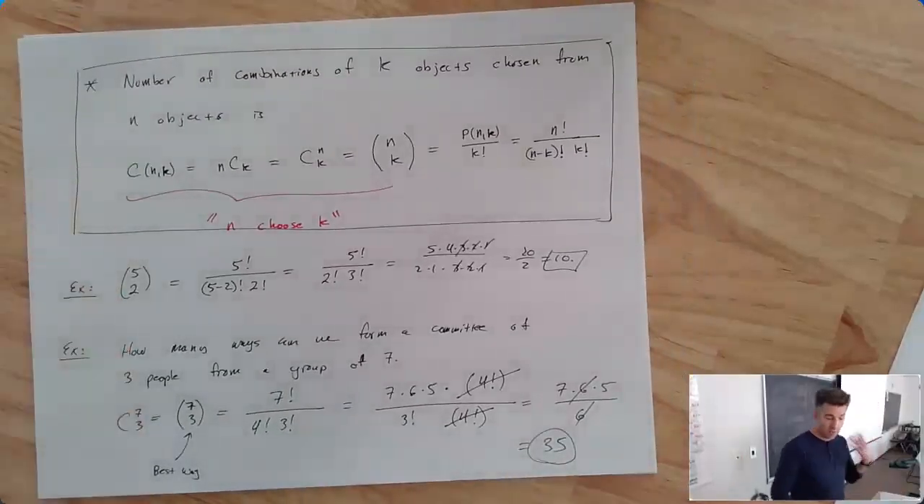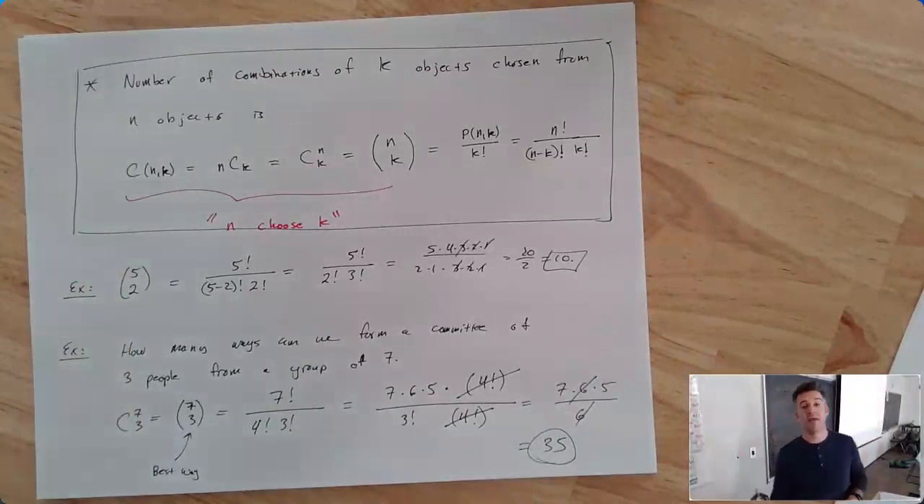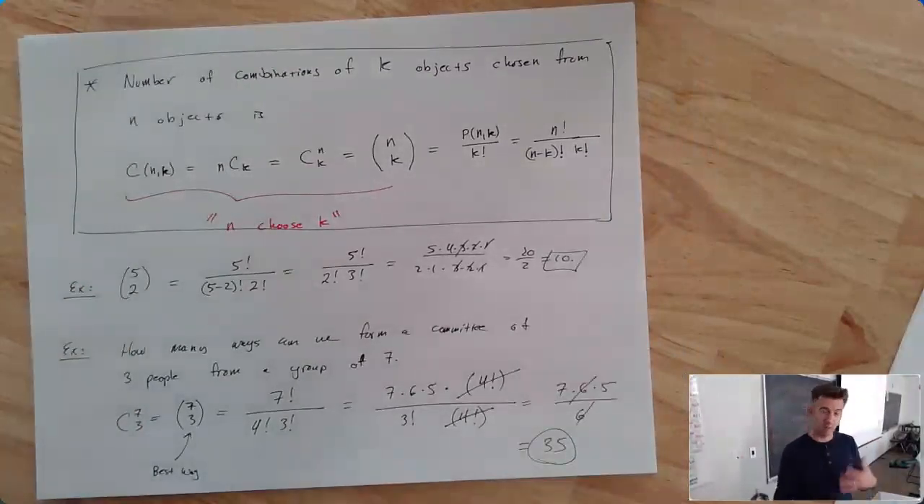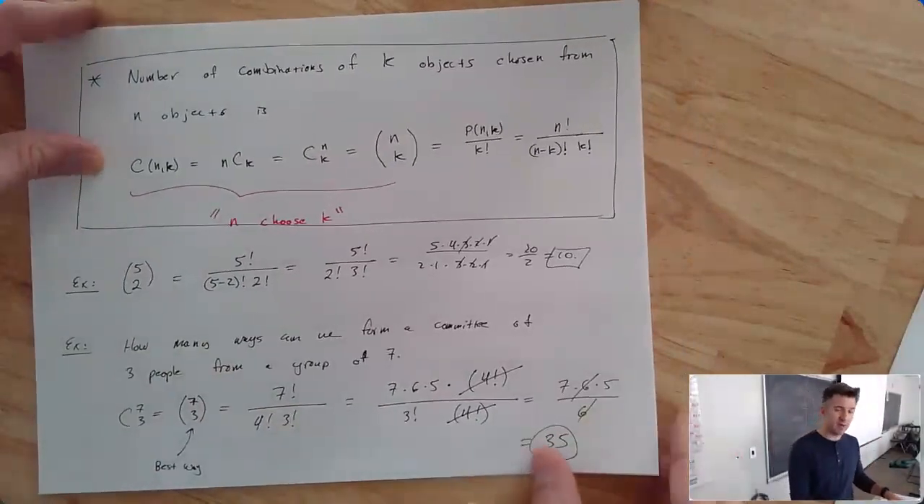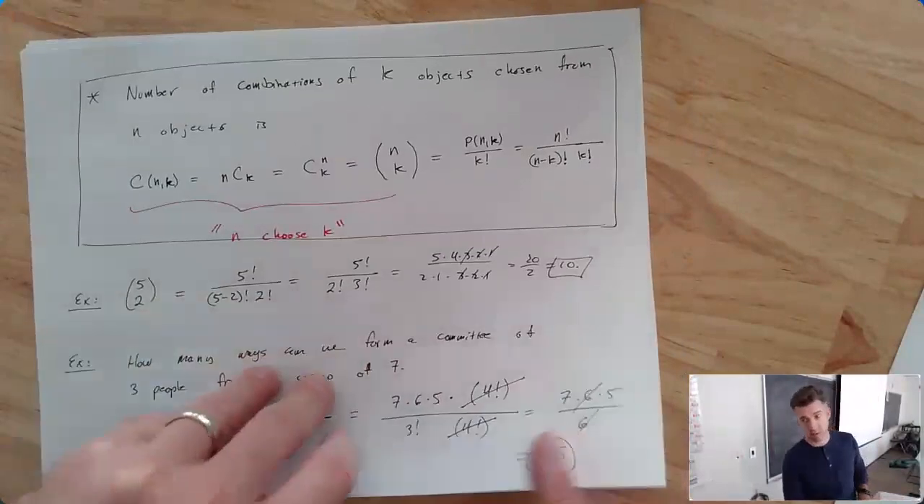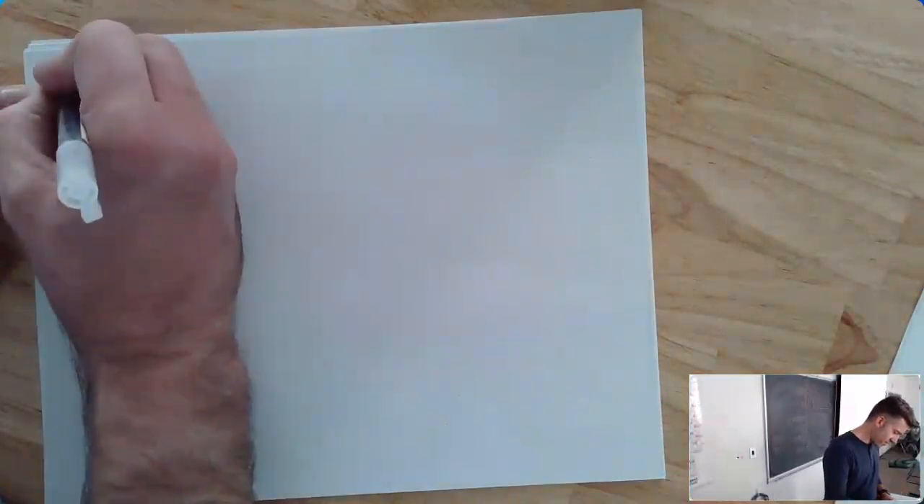So there are 35 ways we can pick 3 people out of this group of 7 people. I should say there are 35 distinct ways we can pick a group of 3 out of this group of 7. Now, there's a good follow-up question because sometimes these questions get more complicated than just how many ways can you pick so many out of so many. So, follow-up.